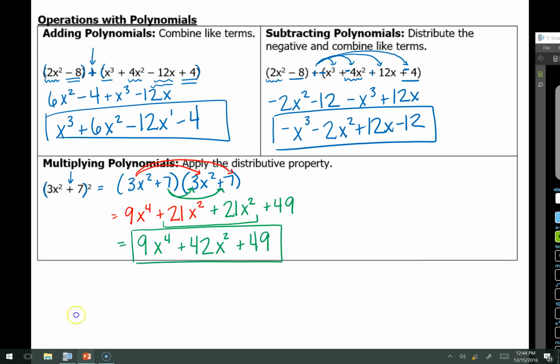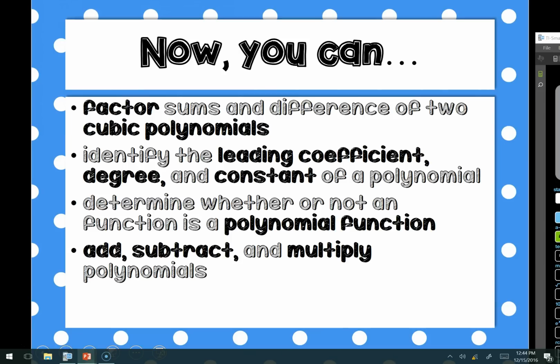Okay, so in this video we factored using that SOAP method for the signs when we have a sum or a difference of cubic polynomials. We also looked at how to identify the leading coefficient, degree, and the constant term. We looked at how to determine whether or not a function was a polynomial, and then we did some adding, subtracting, and multiplying with polynomials.